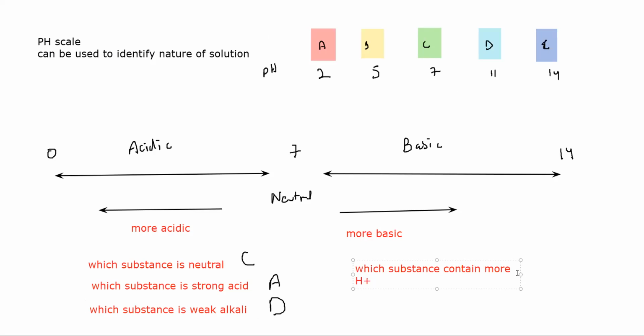So more hydrogen ions means it's a strong acid. So strong acid, so A is the right answer.